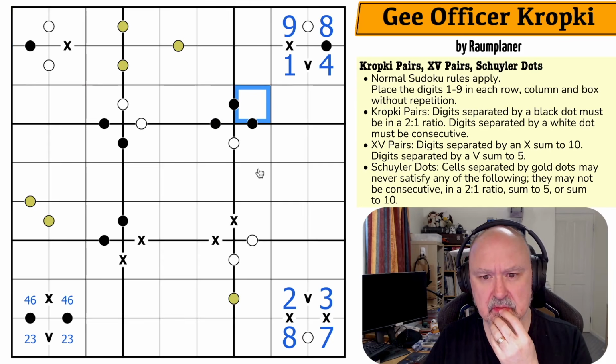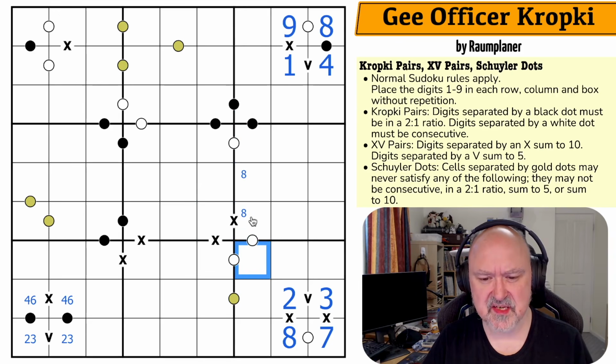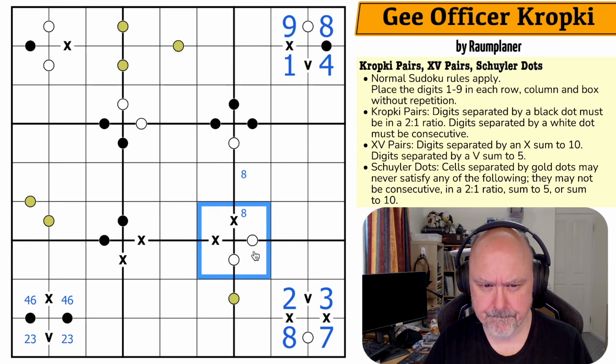Maybe not. Well, I know 8 is in one of those 3 cells by Sudoku. 8 here would need that to be 4, so it's not here. 8 is in one of those 2. 8, 2, 8. This would have to be 7. This would be 9, maybe.